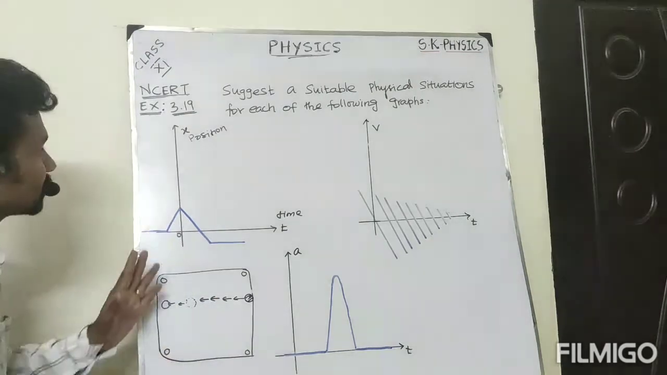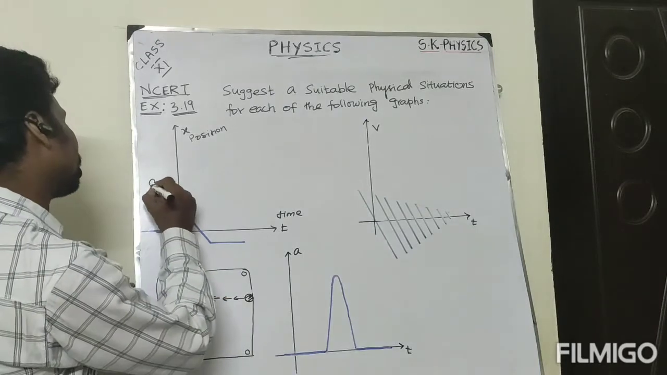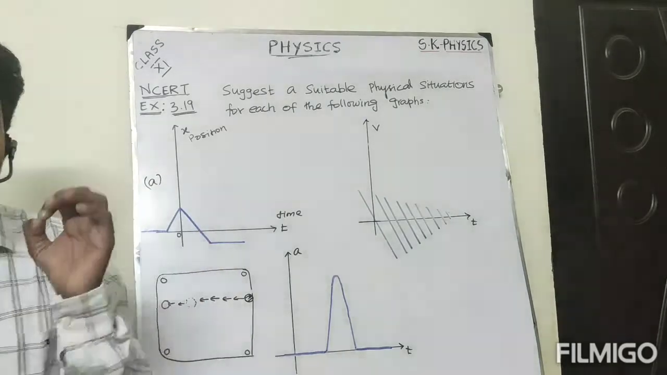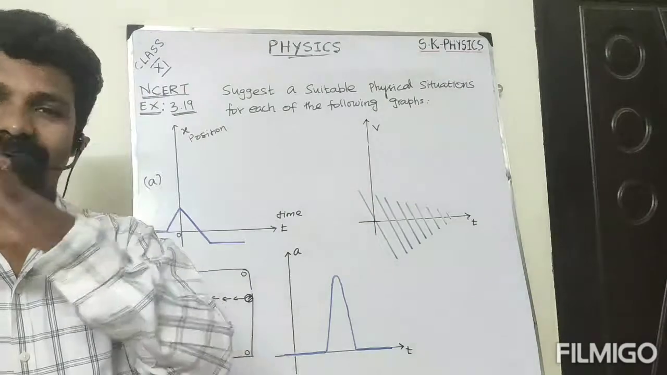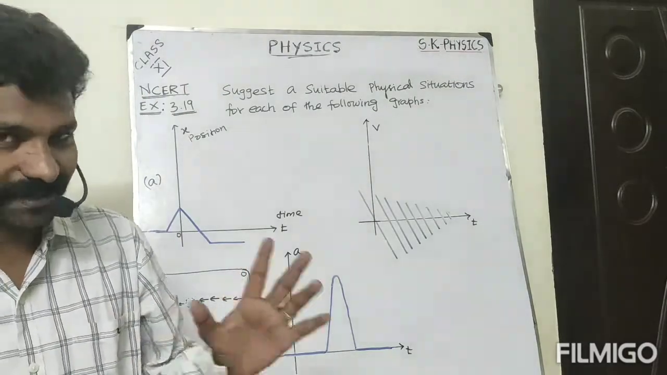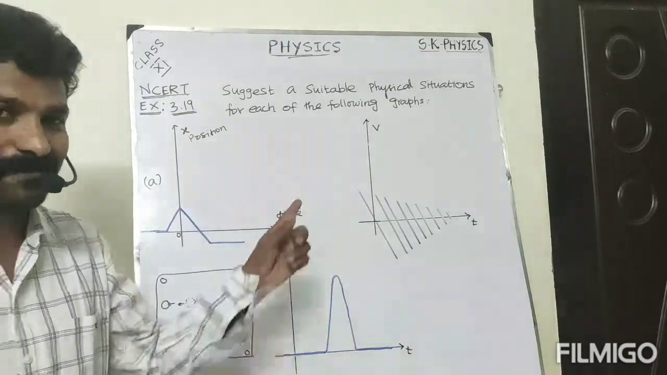The same thing. So graph A is a perfect example for carom coin movement. Do you understand? I hope so. Okay, so we'll go to the next one.